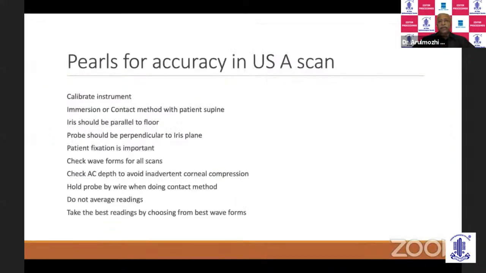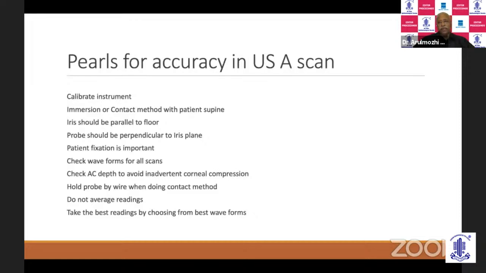So pearls for accuracy in ultrasound A-scan: calibrate the instrument. These instruments come with calibration blocks. Once in a while, do calibrate to make sure that the instrument is properly calibrated. Use the immersion or contact method with the patient supine. The iris should be parallel to the floor, most important. The probe should be perpendicular to the iris plane. Patient fixation is very, very important.